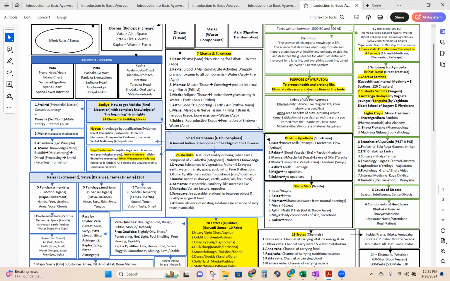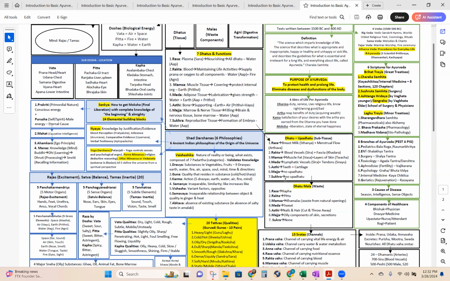The main concept with Sankhya is that it has 24 elemental building blocks. So I highlighted that. Okay, so we first have Prakriti, which is conscious energy, and Purusha, the self or the spirit. And together they form the Mahat, the causative intelligence. And from there, Ahamkara, the ego or the principle, is formed. And then we have Manas, the mind: the knowledge, the learning, the processing, the recalling of information.